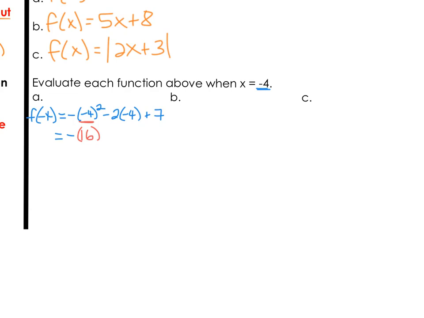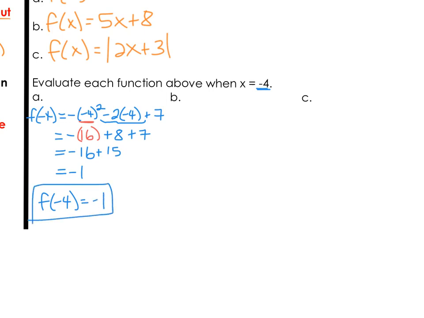From there, hopefully we can navigate the rest of it. -2 times -4 becomes positive 8. And then we have our constant of 7 at the end. -16 plus 8 plus 7 would be the same as -16 plus 15, which equals -1. That's our output. To write your final answer, we literally just say f of -4 equals -1. The function has a value when x is -4 of -1. That's our output. All right, you try the next one. Plug in -4 to example B up above and see what you get. Then press play and we'll do the last example together.